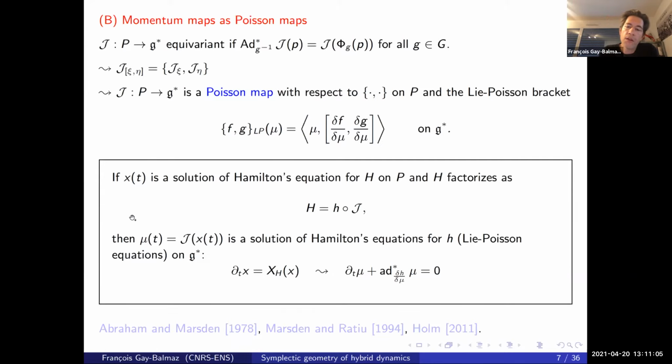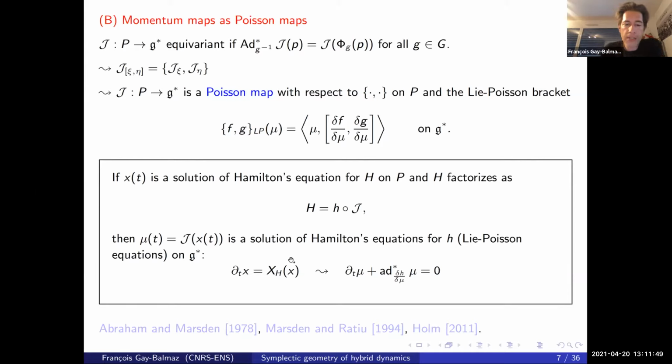So the main tool that I will use throughout this talk is the following. If you have a classical Hamiltonian system on P, for instance, given by some Hamiltonian H, and if you can factorize this Hamiltonian through the momentum map, that is, if this Hamiltonian is some other H evaluated on the value of J, then this momentum map sends the Hamiltonian system on P to the Hamiltonian system on G star. So this will occur many, many times in this talk, for some very important unitary actions.